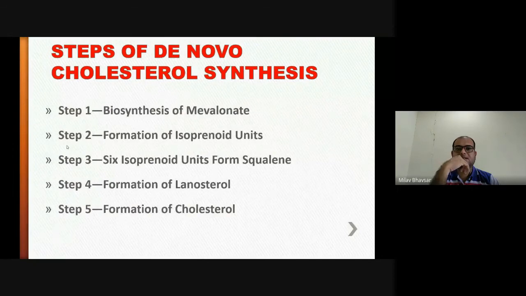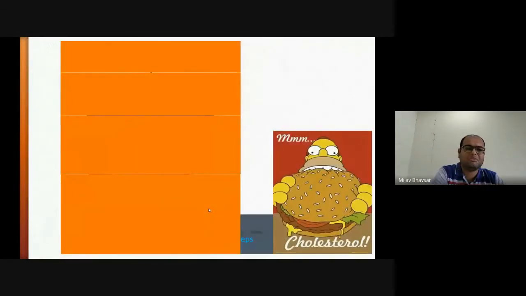Now there is again de novo synthesis, step by step. One is generation of mevalonate, then isoprenoid units, then comes squalene, then generation of lanosterol, and ultimately through degradation generates the cholesterol. So one by one, we'll discuss the steps. Remember this, initial steps are a little bit important. The other steps in the intermediate are a little bit less important.